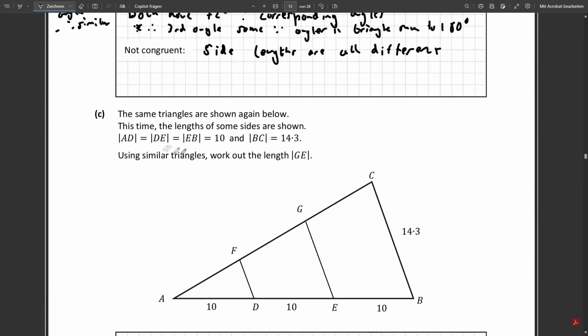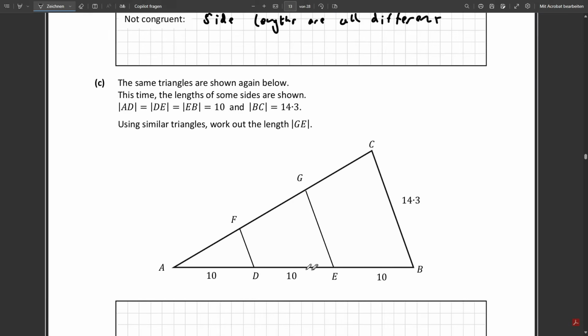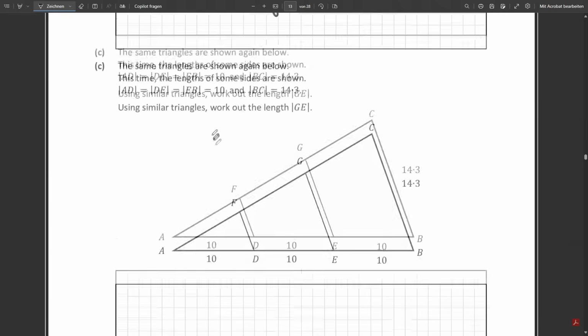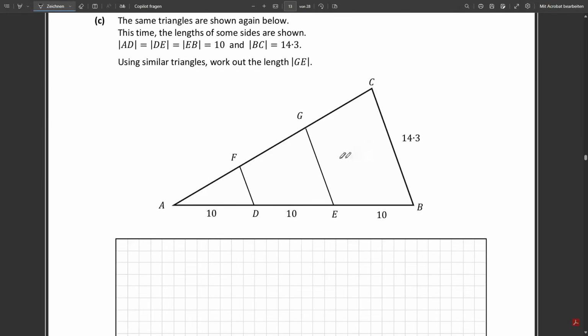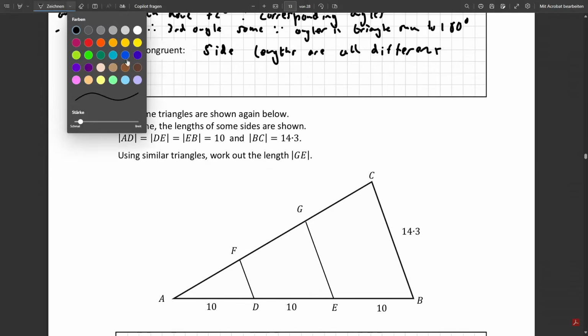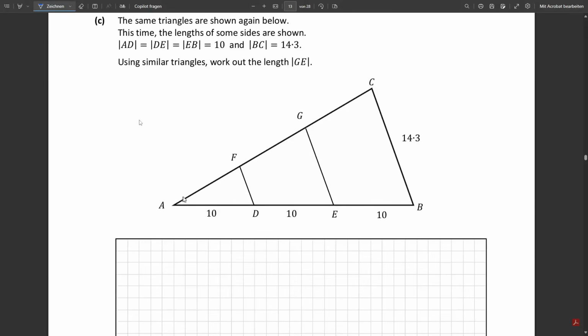Then we have this AD is equal, so these are all equal. Use similar triangles to work out the length of GE. Okay, so basically we're using similar triangles. Because we're looking for GE, it's probably better to look at AEG, which is similar for the same reason. The small triangle doesn't really help us because we need this side here. So if we look at this triangle and the really big triangle, because we know that side, we want to take advantage of that fact. That's why we're using these two triangles.